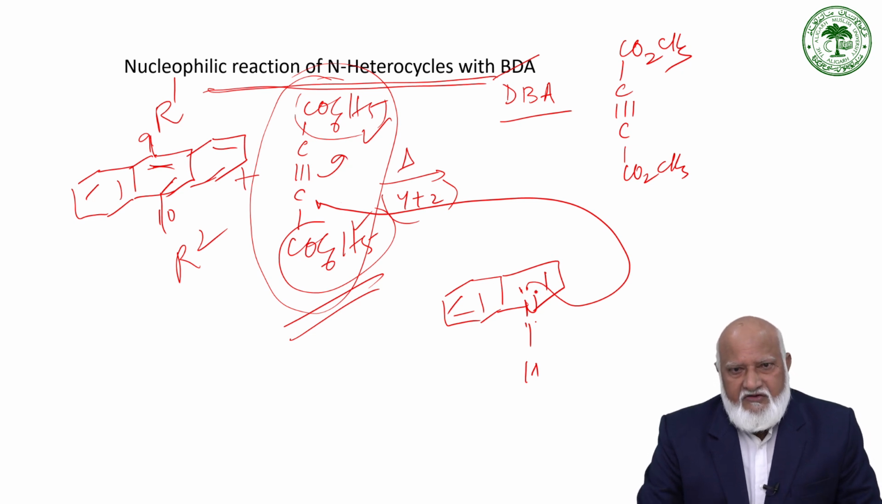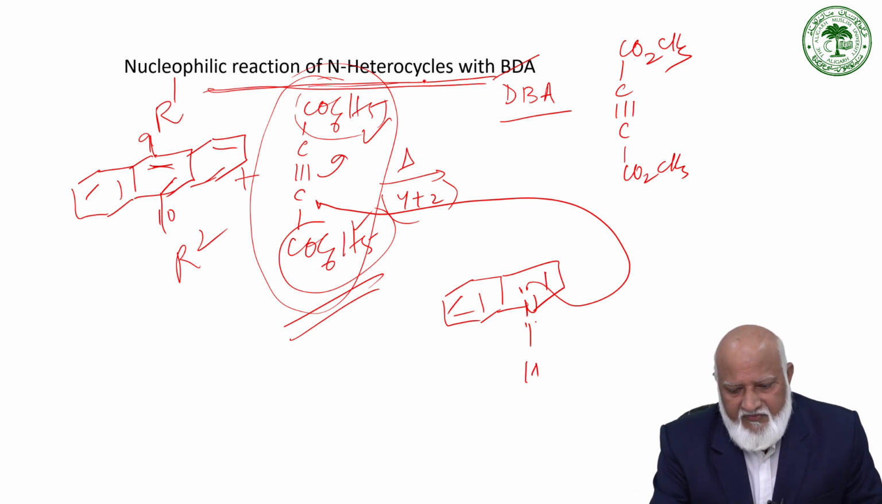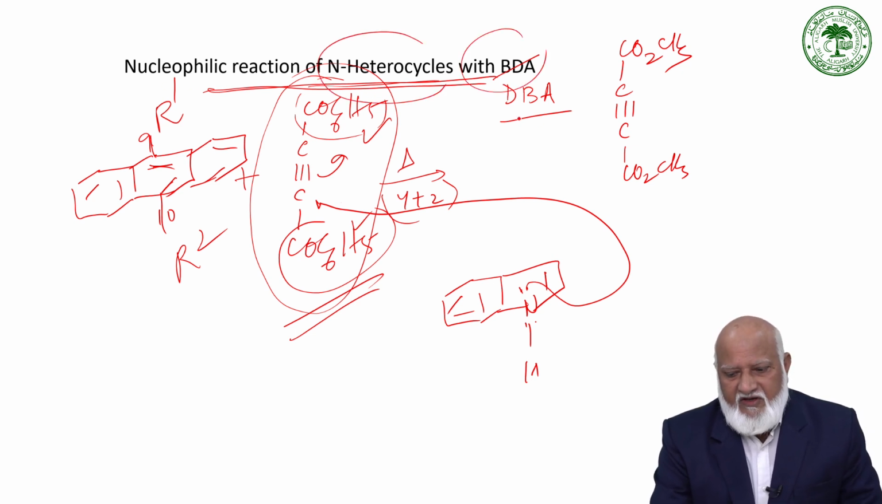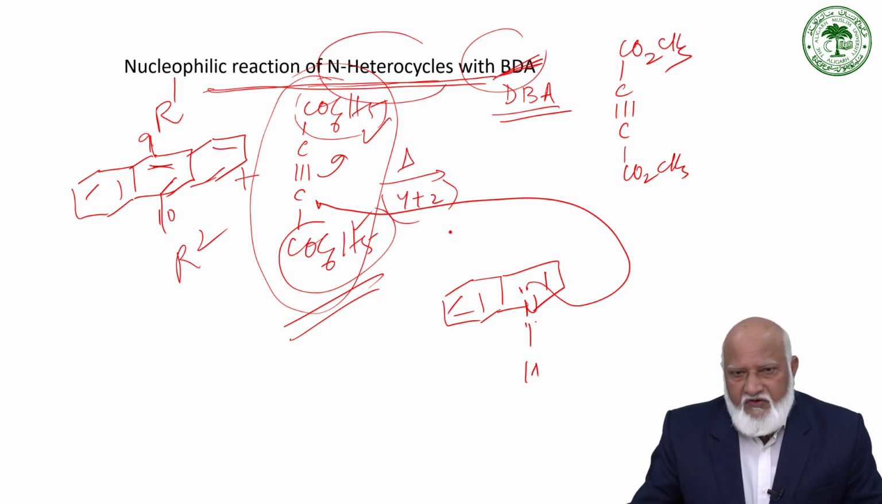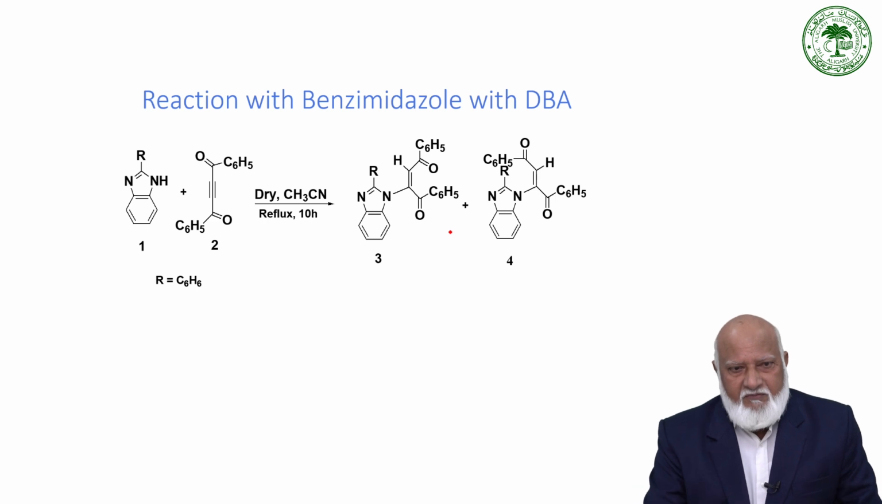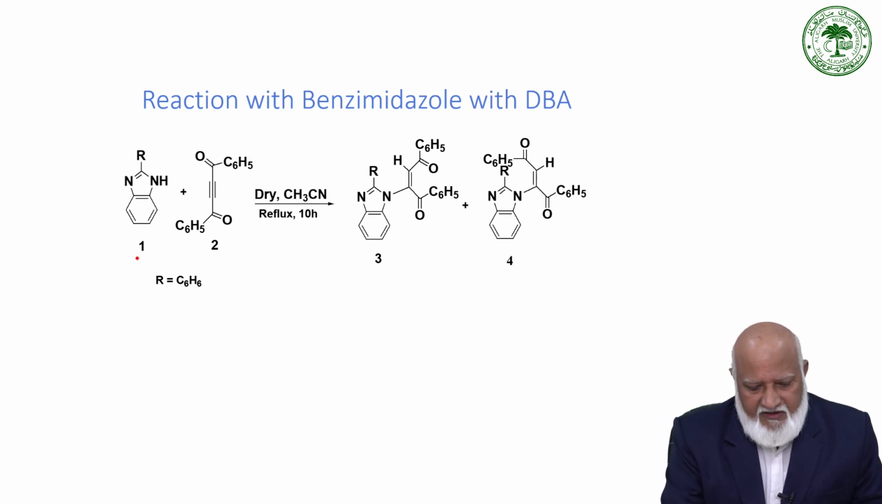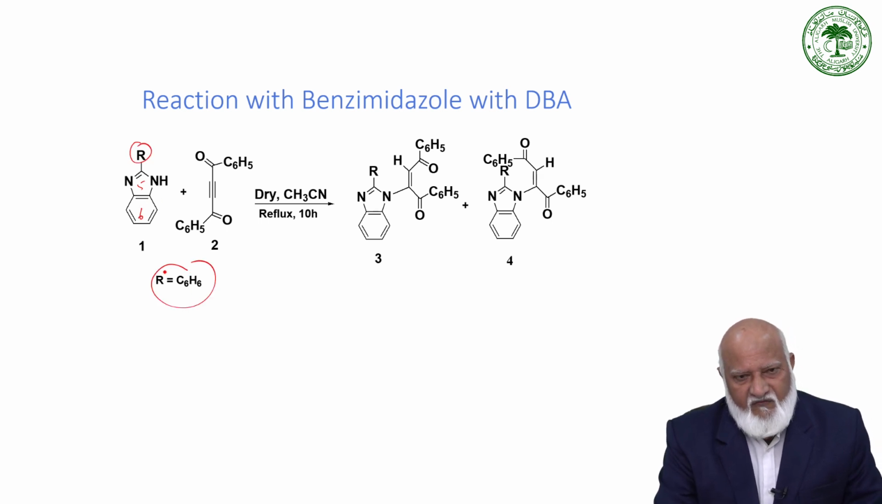So a large number of nucleophilic reactions of N-heterocyclic systems with dibenzoyl acetylene have been studied, and we will look at a few reactions of this type. Here is an example. This is a benzimidazole, a 5-membered ring fused to a 6-membered ring. This is a benzimidazole with a substituent R, and R is a phenyl group.